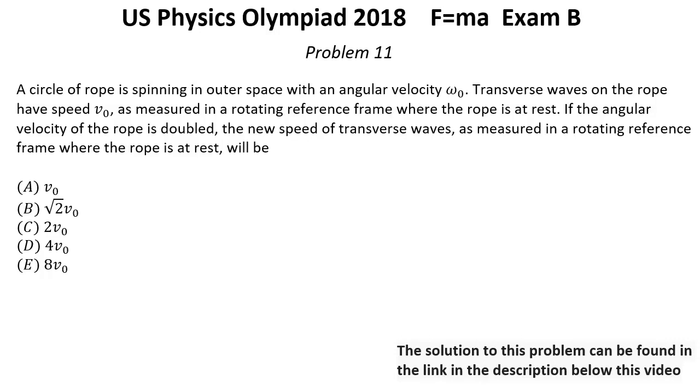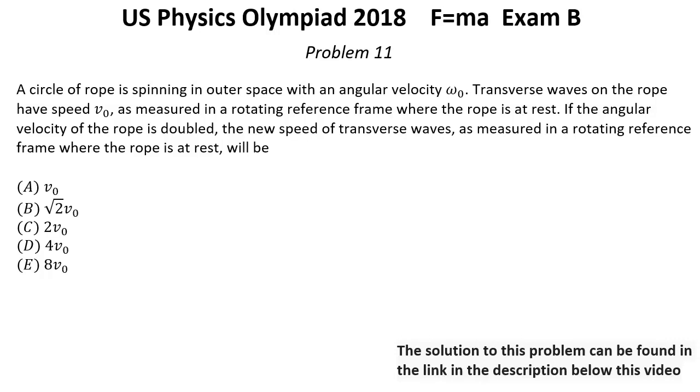Transverse waves on the rope have a speed v0 as measured in the rotating reference frame where the rope is at rest. If the angular velocity of the rope is doubled, the new speed of transverse waves as measured in the rotating reference frame where the rope is at rest will be the next one.